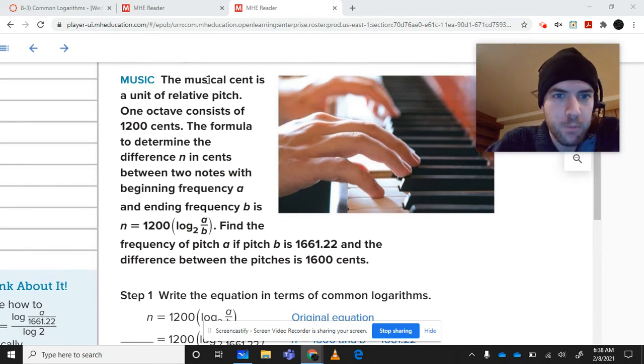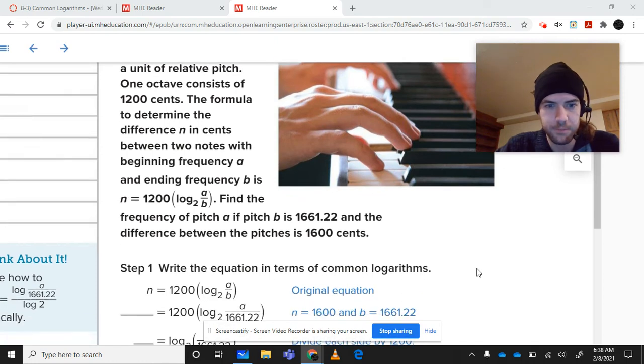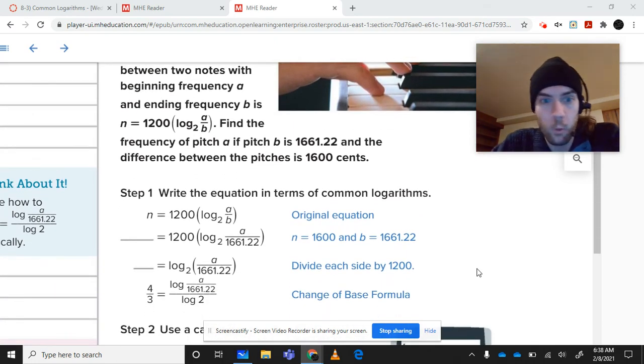So in this example, the musical cent is a unit of relative pitch. One octave consists of 1200 cents. The formula to determine the difference n in cents between two notes with a beginning frequency A and an ending frequency B is the following. N equals 1200 log base 2 of A over B. Find the frequency of pitch A if pitch B is 1661.22 and the difference between the two pitches is 1600 cents. Okay, rather wordy problem here.